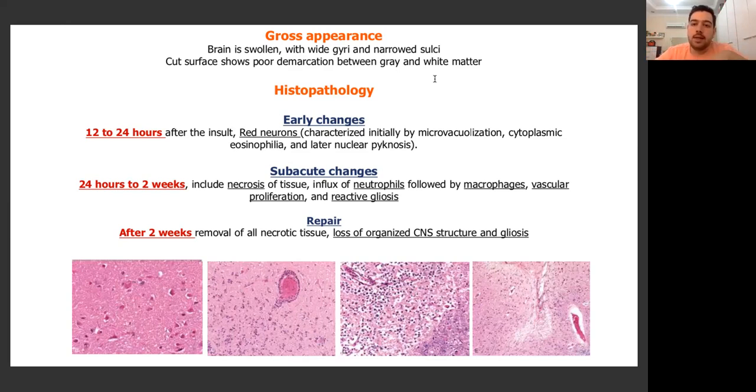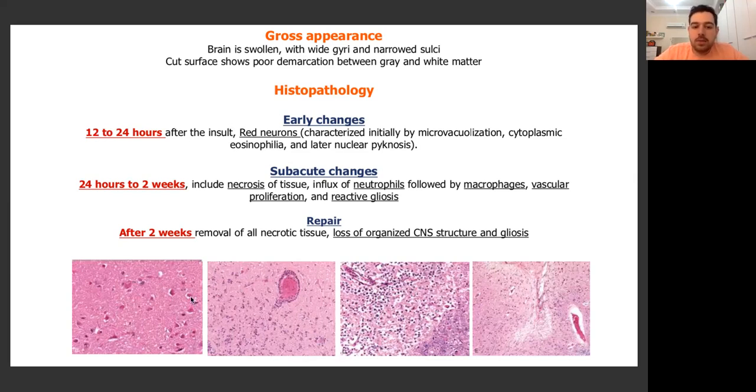If you bring a slide under the microscope to check for histology, in the first 12 to 24 hours, you will find what we call the red neurons. That's a very important term to remember. That happens in the very first few hours, 12 to 24 hours. So before 12 hours, usually there will be no histological changes. After 12 hours, red neurons start to develop. And what are red neurons? They are basically the dying neurons.